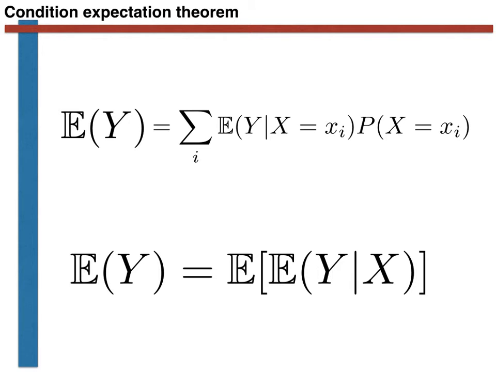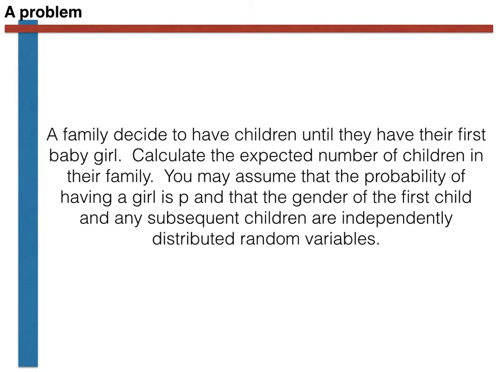This is all well and good, but what is the point? Well, to see the point, let's consider the following problem. A family decide to have children until they have their first baby girl. Calculate the expected number of children in their family. You may assume that the probability of having a girl is p, and that the gender of the first child and any subsequent children are independently distributed random variables.